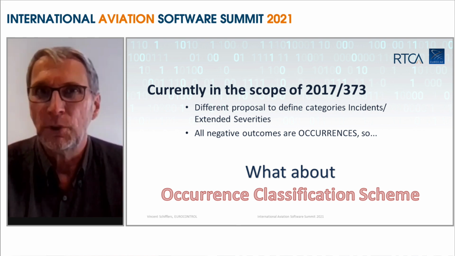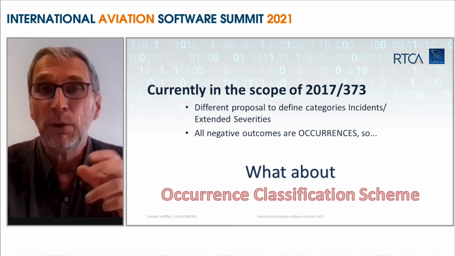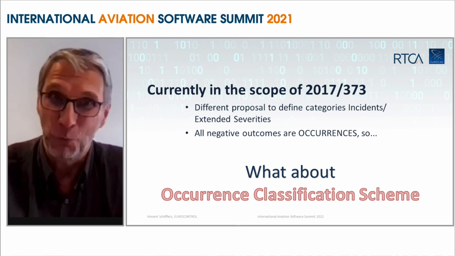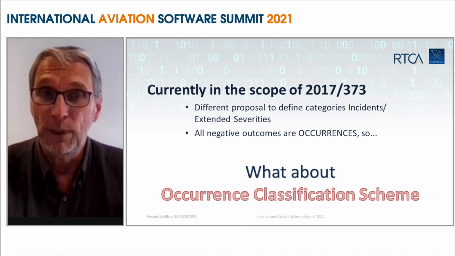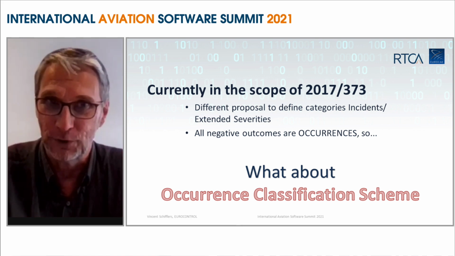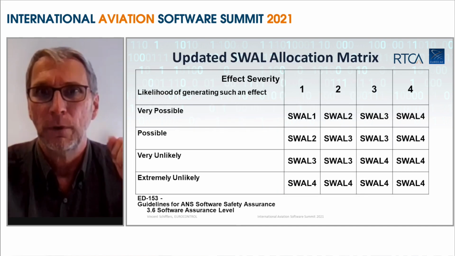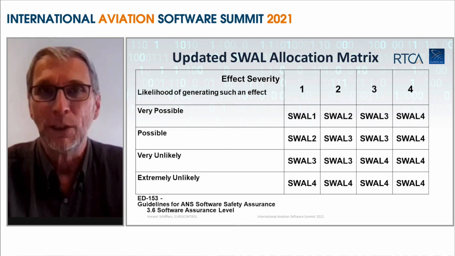So my suggestion is, what about an occurrence classification scheme? Because we can't use the severity word anymore. It has another meaning in 2017/373. So occurrence is something negative out of our wonderful set of services. So let's pick occurrence. What does it mean? What does it mean in terms of allocation matrix?